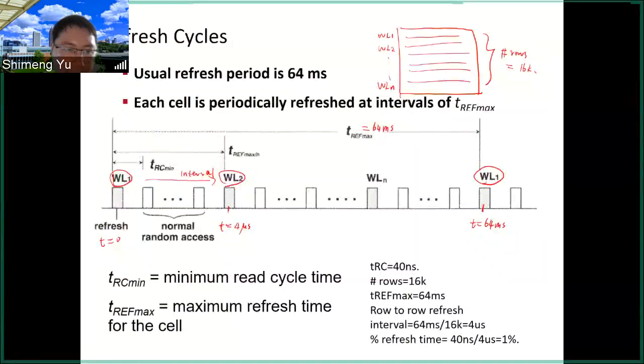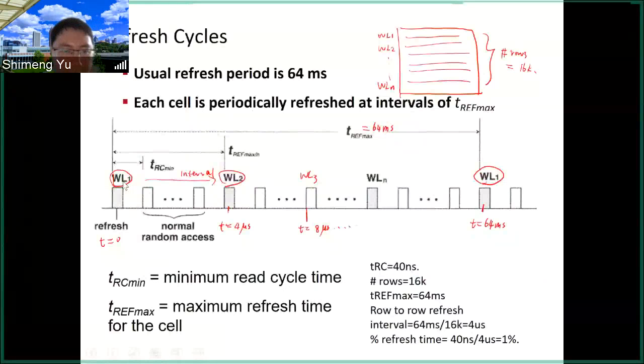So here you look at the one interval from row 1 to row 2. Refresh basically is a one read operation. So if the read cycle time, that is the time for the read operation, we assume is 40 nanoseconds in this example, here we're going to spend 40 nanoseconds to do this refresh.